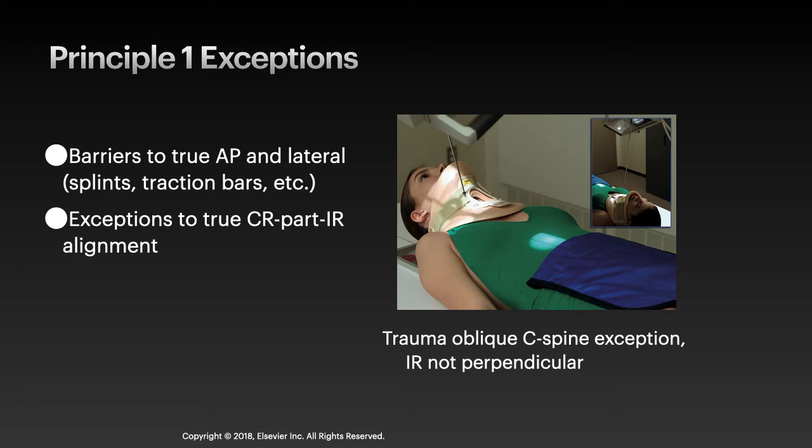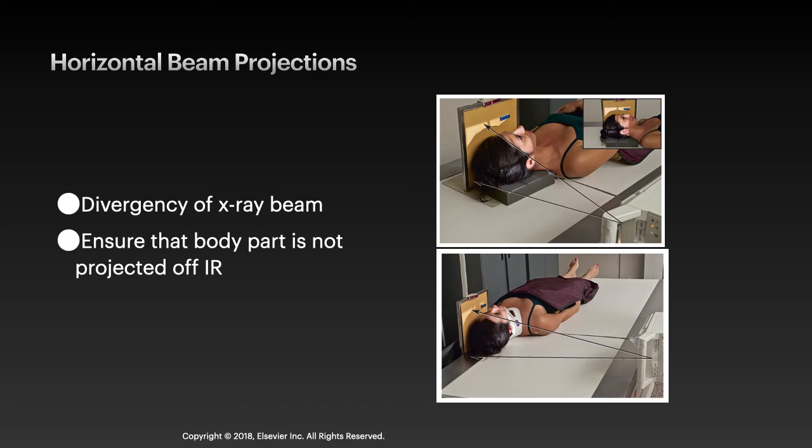Principle 1 exceptions. Barriers to true AP and lateral, like splints, traction bars, etc. Exceptions are to true CR to part to IR alignment. Trauma oblique C-spine exception, IR is not perpendicular. Horizontal beam projections. You need to remember that there's divergency of the X-ray beam, and you need to ensure that the body part is not projected off the IR.